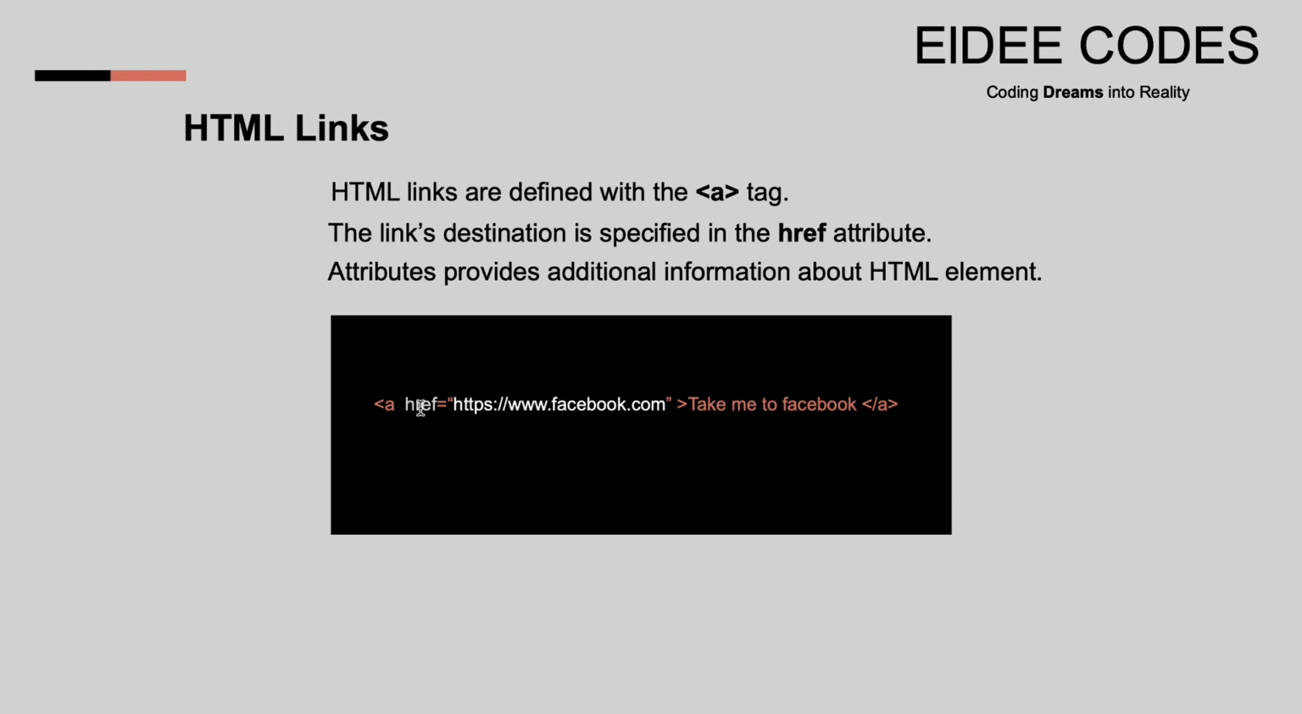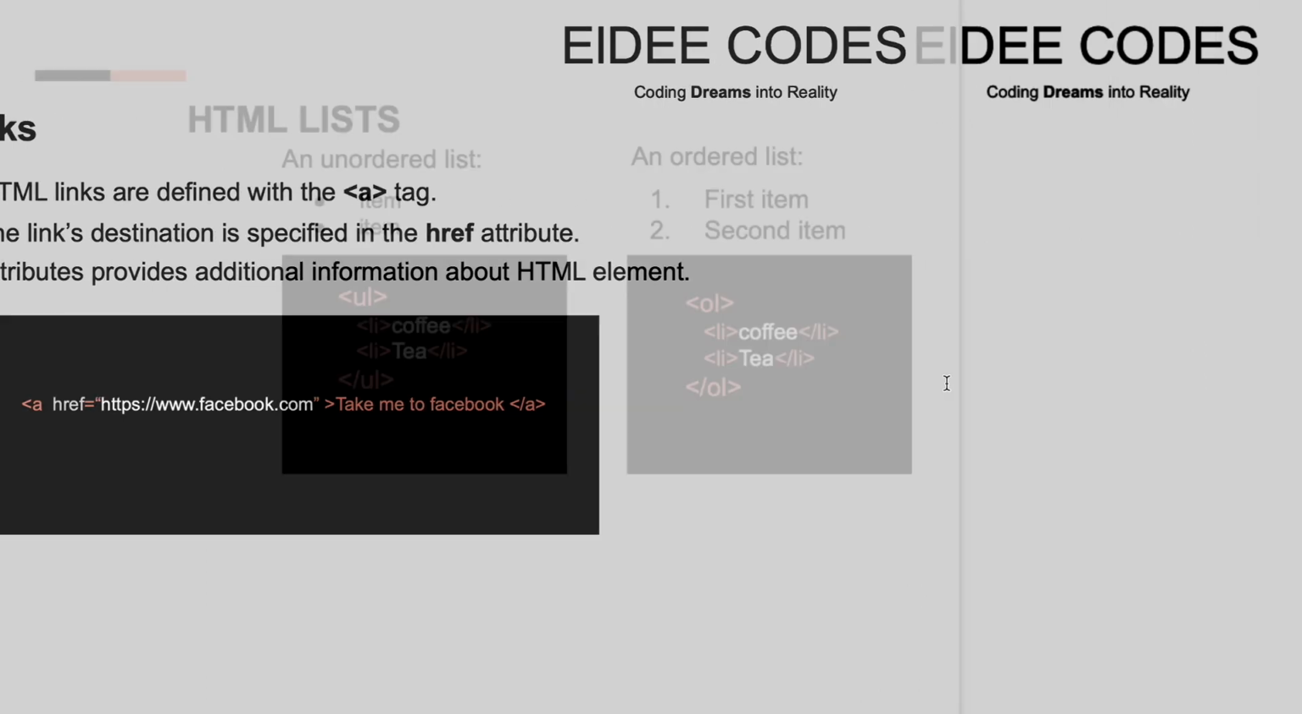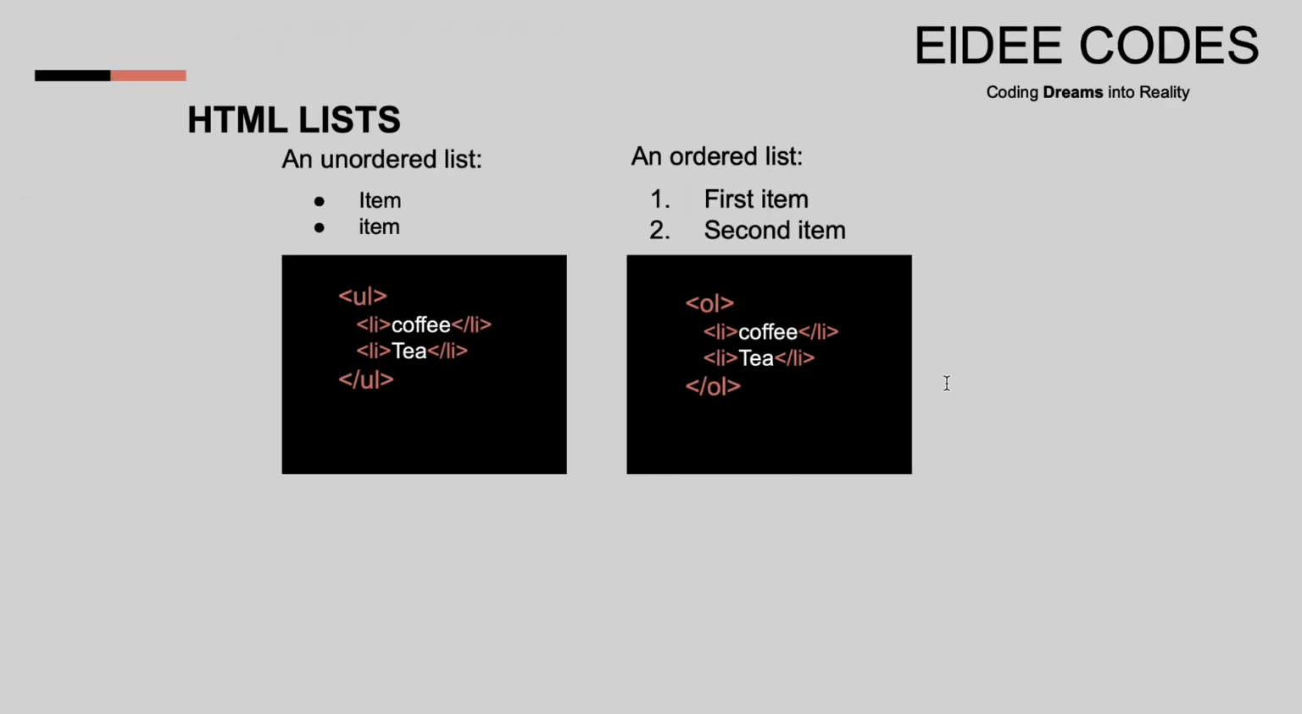But here we'll have an attribute of href. This is the attribute for this A tag, and it contains the link, which is the value we mentioned earlier. So when you click on take me to Facebook, there is a link embedded on it, which will take you to Facebook. That means this href is the attribute of this A tag. It provides additional information about this link. Okay, that's all for HTML links, and we'll move forward to HTML lists.